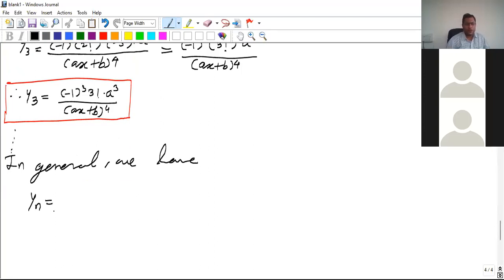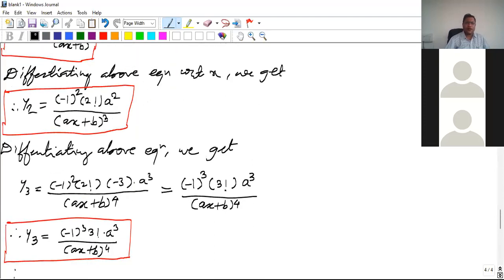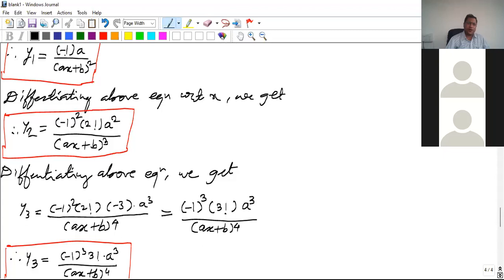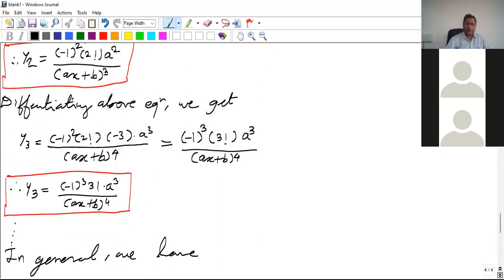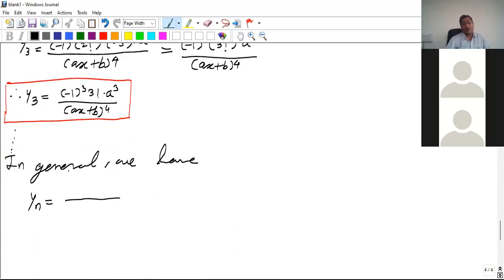Now see what we have in the numerator. When we consider the first derivative, we got minus 1. When we consider the second derivative, we got minus 1 square. For the third derivative, we got minus 1 cube. For the nth derivative, what we'll get is minus 1 raised to n. Is that okay?